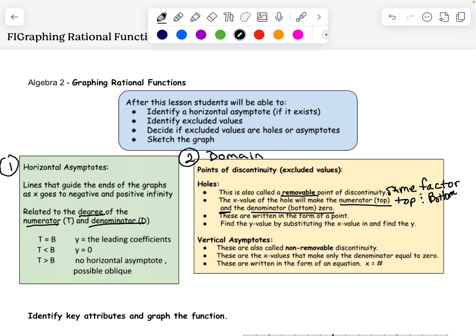Okay, but a vertical asymptote is when it's non-removable, right? And it's only on the bottom, only in the denominator. Okay, so after that, we're going to do our normal things, which is that we are going to find an x-intercept.